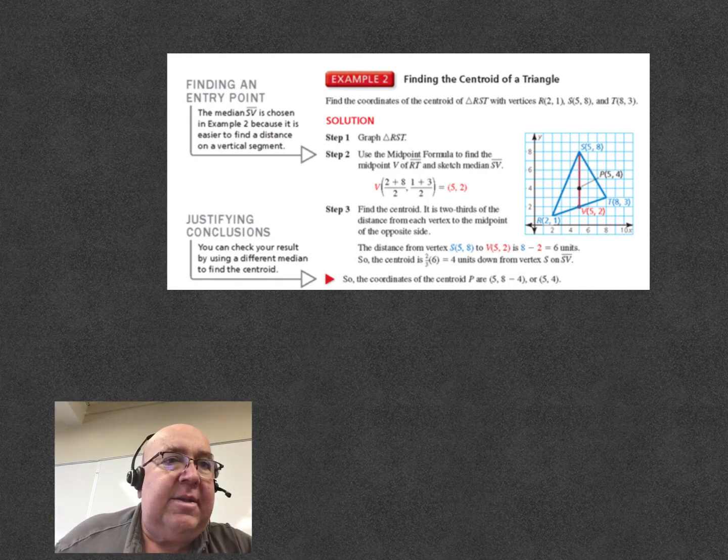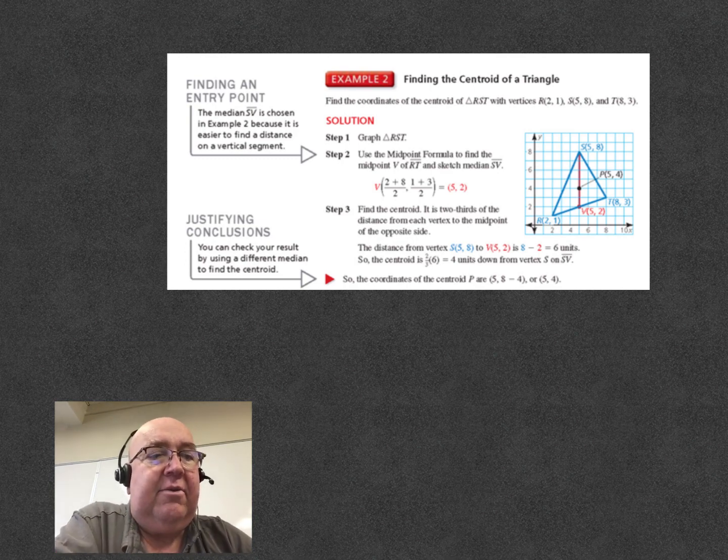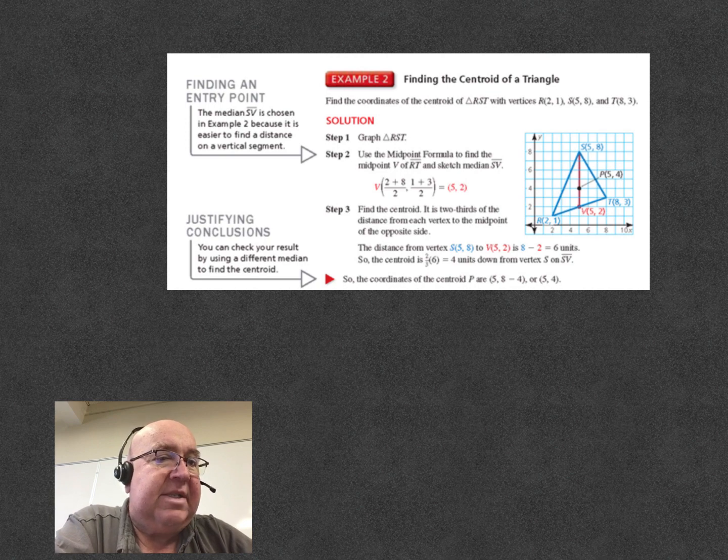You can find the centroid by using the midpoint formula and then drawing the line, and then you need to find the point of concurrency. So you would have to do 2 lines on a triangle, 2 medians.